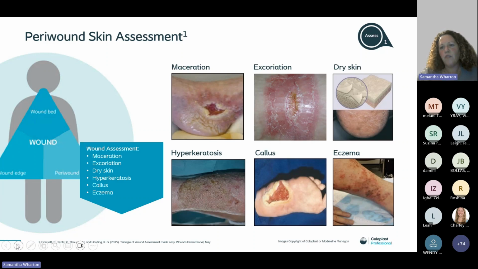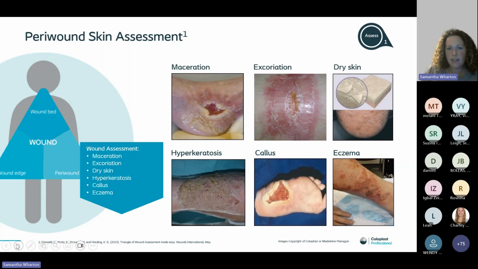Then we've got dry skin. I don't know if anyone's taken off TED stockings or hosiery where the patient's had dry skin, and you get like a snow globe effect with all the dry skin coming out. It's really itchy for patients, and it needs to be managed to make sure that you get that good skincare regime in place. Then you've got that hyperkeratosis. Again, it needs to be removed. It needs good skincare and management to ensure that you don't get those ulcers breaking down underneath where the moisture can build up, and then you end up getting ulcerations.